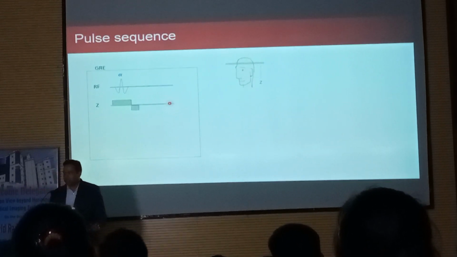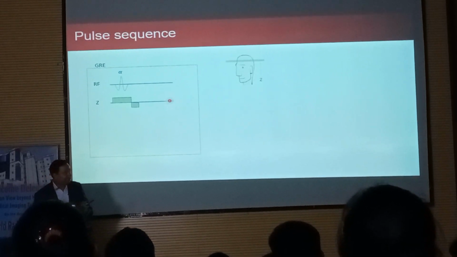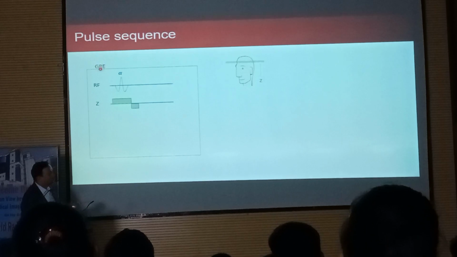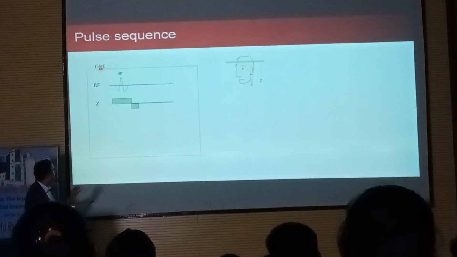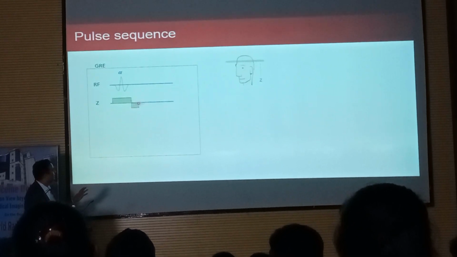So we just take a pulse sequence. Everyone knows about the pulse sequences. So here I have just taken a basic GRE pulse sequence, that is gradient echo sequence, not a spin echo. So basically we are having an RF pulse combined with the slice selection gradient.